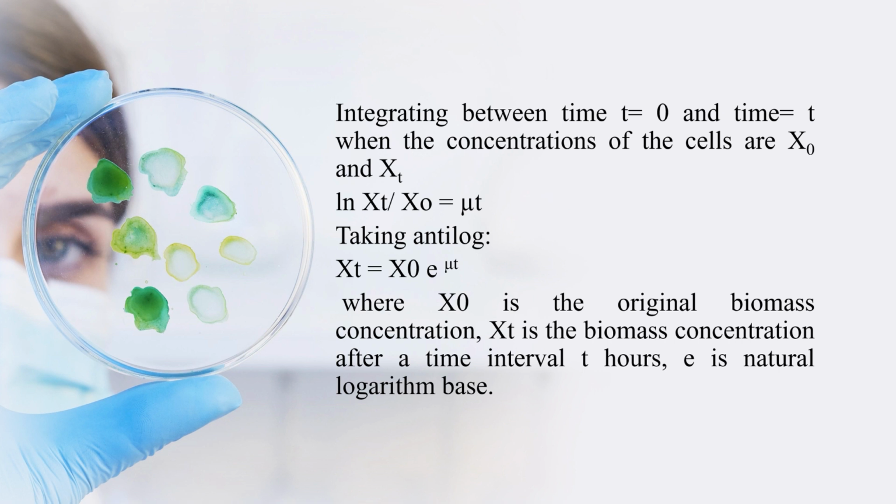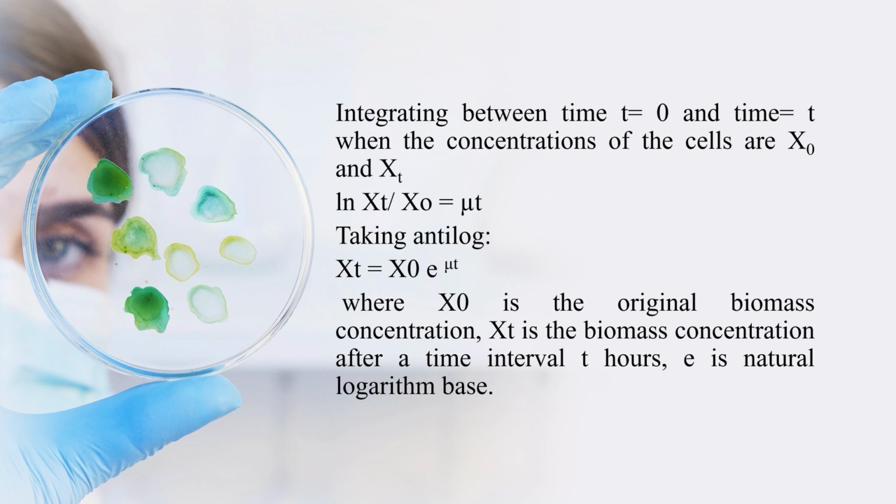So we integrate it between time equal to 0 and time equal to t, and the concentration of cells as x naught and xt. What is x naught? It is the initial number of cells when the time is 0, and what is xt? It is the final number of cells or biomass when the time is t. So let's talk about it. What was the initial equation? dx is equal to mu x into dt. If we integrate it, we will get natural log of xt by x naught is equal to mu t.